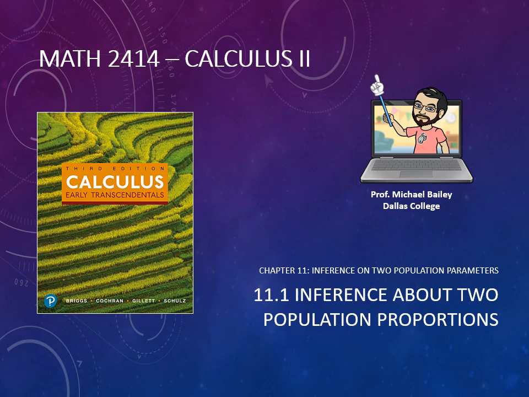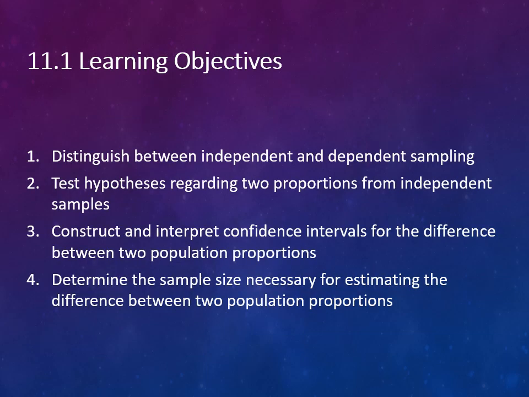So we're at our last chapter, chapter 11, inference on two population parameters. Now we're going to up our game a little bit by looking at two different samples, if you will, and comparing them as well. We're going to go through these one by one, so I'm just going to leave these here. You can look at them or copy them, whatever you want to do, but we'll get into the learning objectives individually.